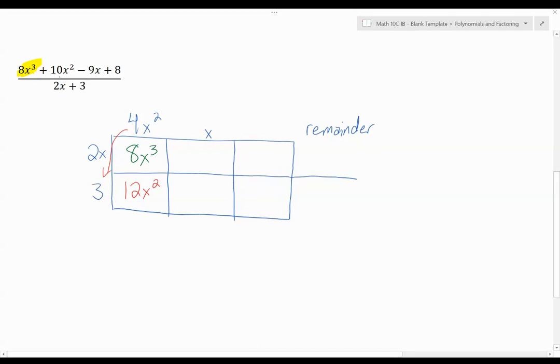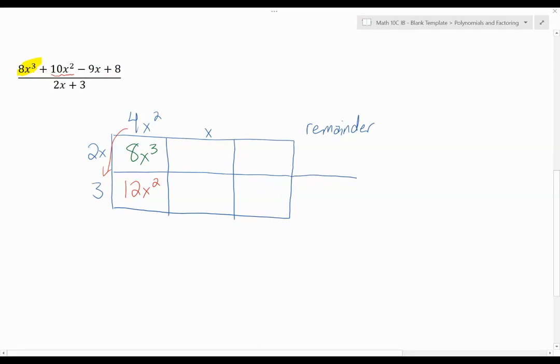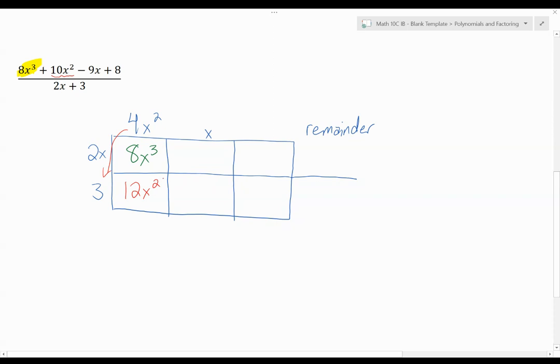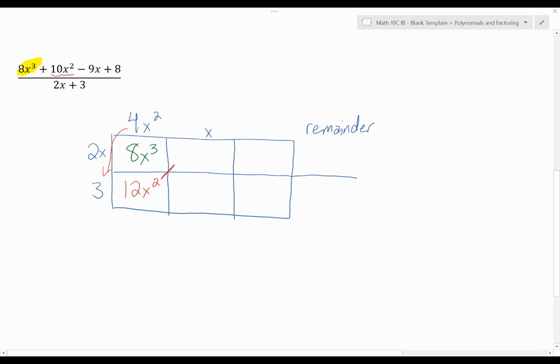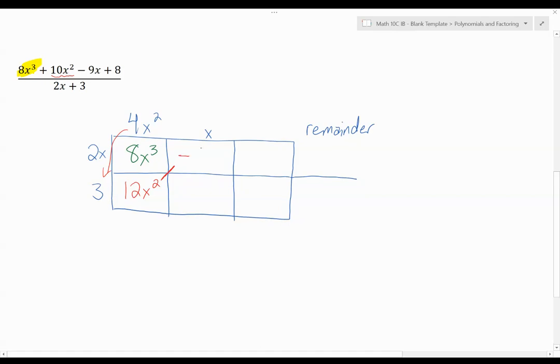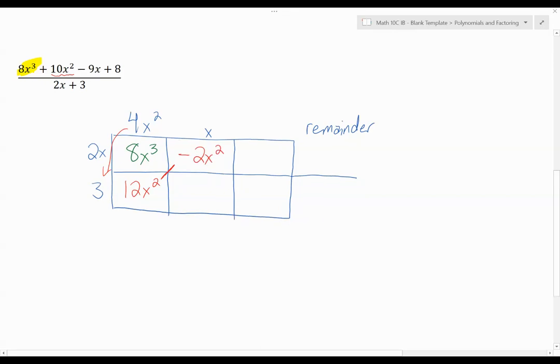Notice that I don't have 12x squared in my polynomial, I have 10x squared. So what I'm going to do is on diagonals, figure out what other term I need so that together they would give me 10x squared. And that would be negative 2x squared. I need a negative 2x squared here in order to get 10x squared when I put those together. So that's basically my subtraction step because it's 10x squared minus 12x squared. I don't necessarily have to think about it as subtraction, but it is what it is.